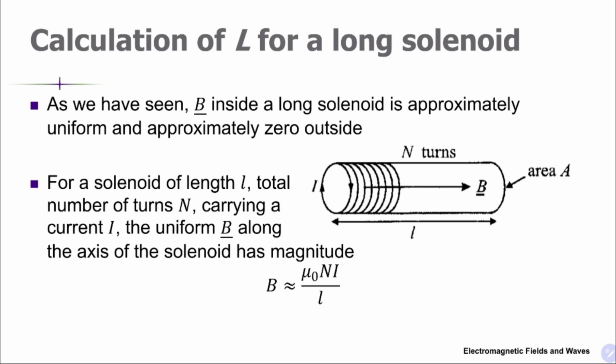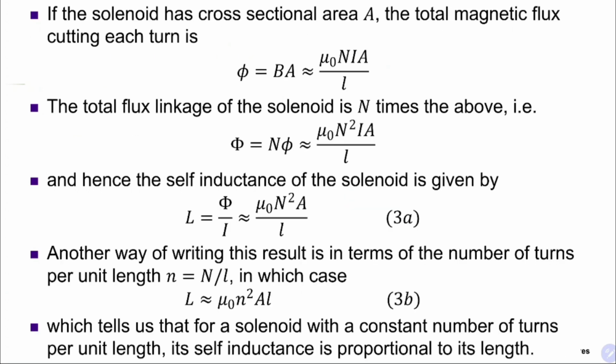L is the length of the solenoids. Okay, so we have a current. The current generates magnetic flux density B, and then this magnetic flux is cutting through the plane of our solenoids, and therefore we can work out what our flux is.